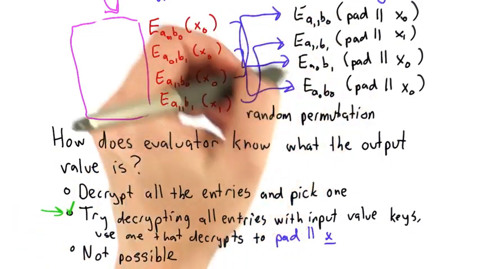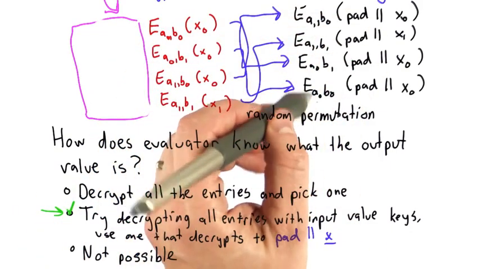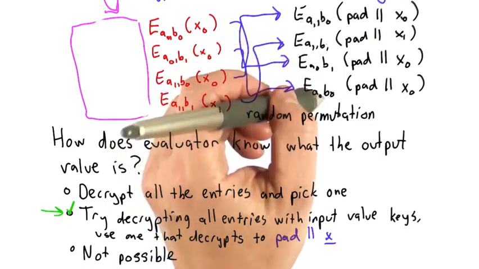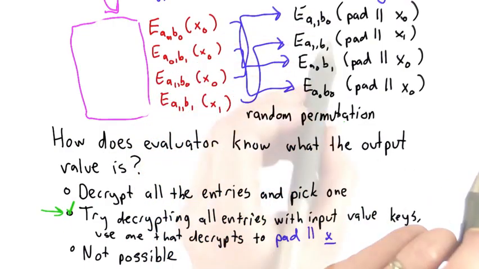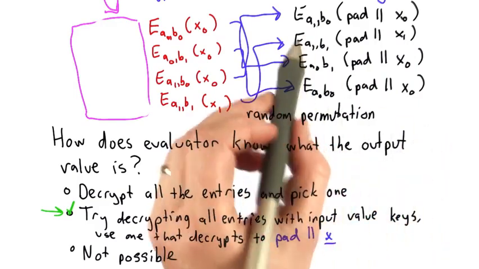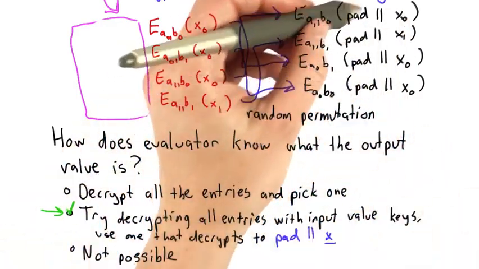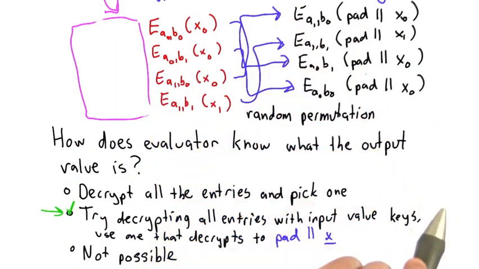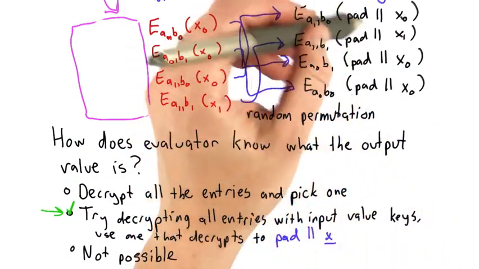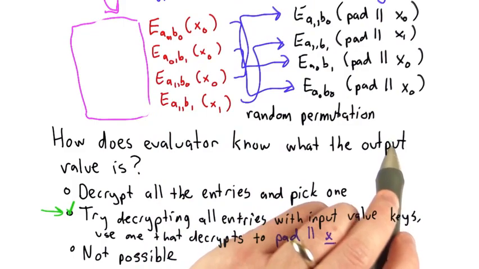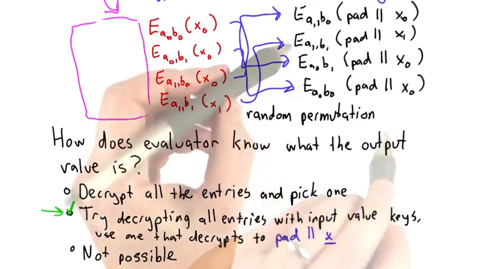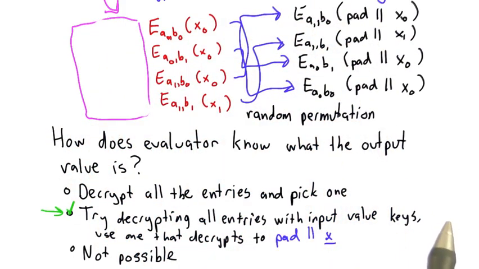The evaluator needs to try decrypting each of these. It knows one of the A values and one of the B values, but it doesn't know which one it knows. The ones that aren't correct, well, it's going to have the wrong key. It's going to decrypt some message, and it won't start with this pad. That needs to have enough bits, so the chances it would start with this pad if it's not the right key would be vanishingly small. And the one where it does have the right keys will decrypt to the pad and the correct output value. And that's the output for that gate.